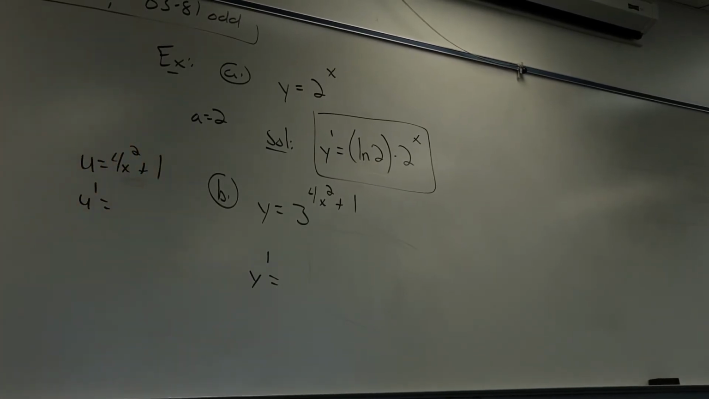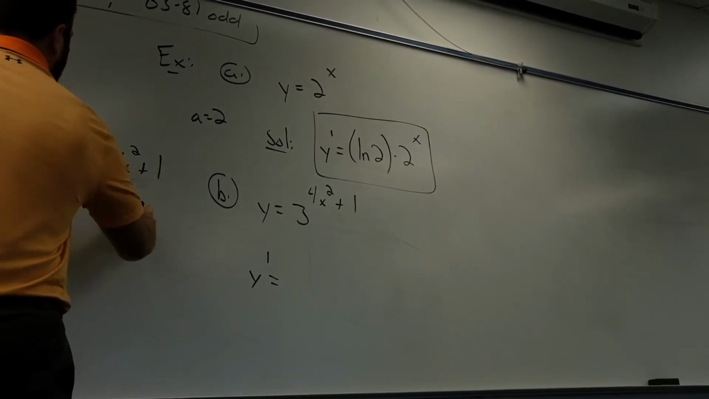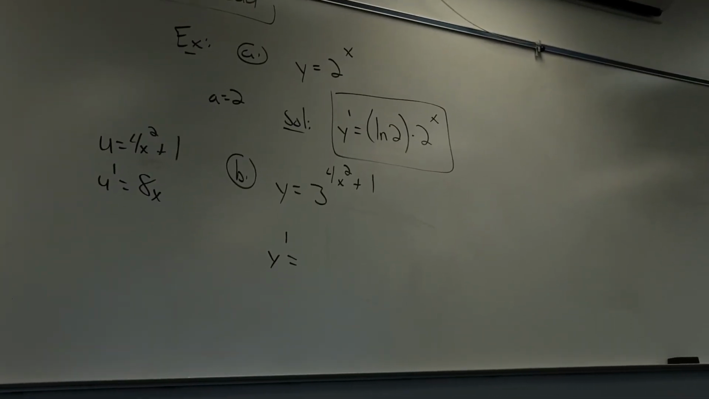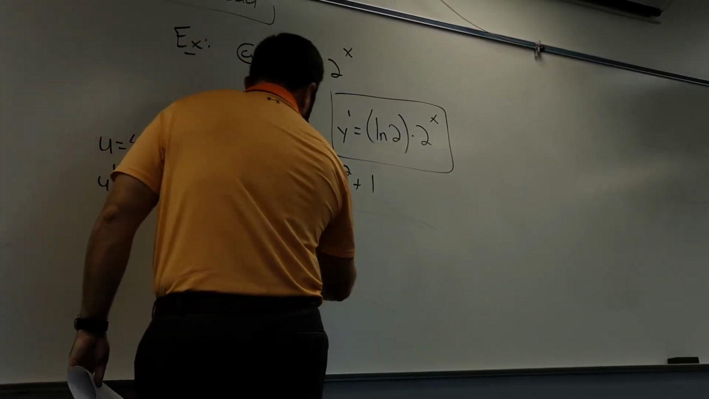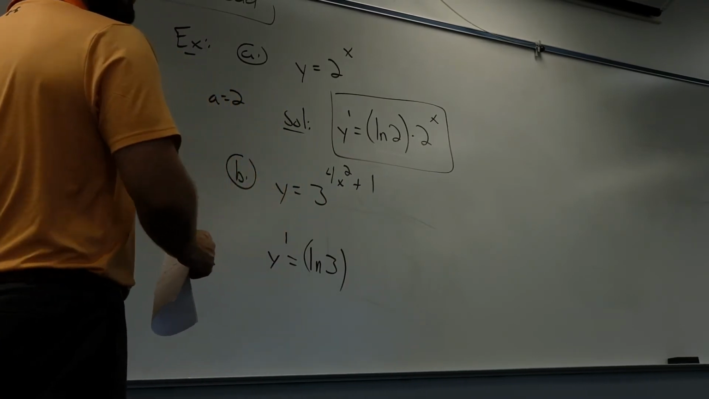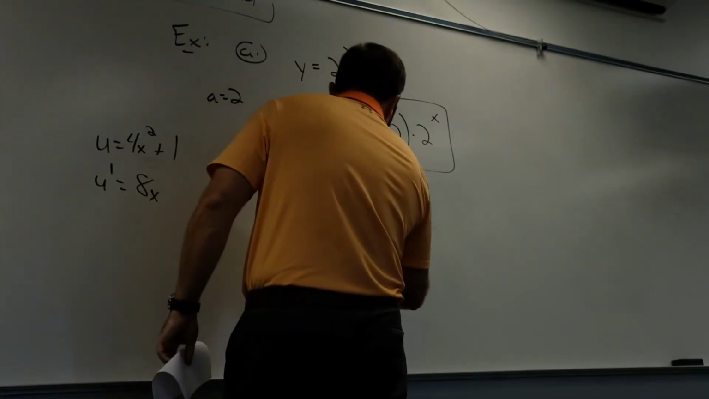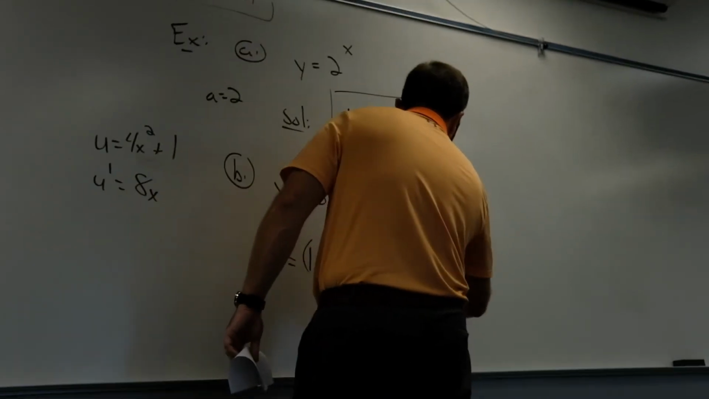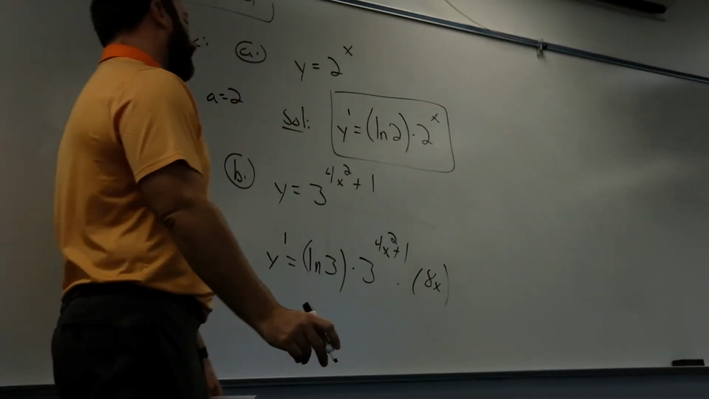Looking at number 2, I need a u prime. So what would u prime have to be? 8x. And we put it all together. In front, we're going to have an ln of a, so ln of 3. Then we're going to have an a to the u prime. So 3 to the 4x squared plus 1 times 8x.